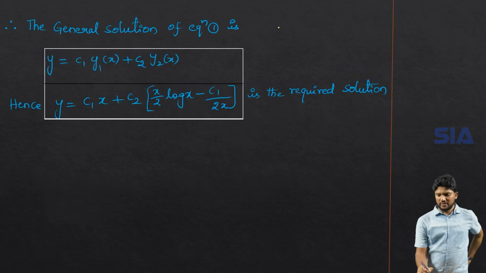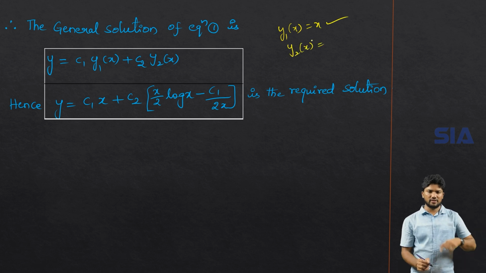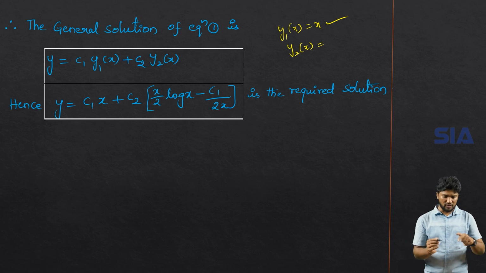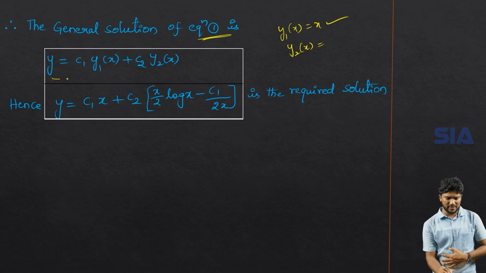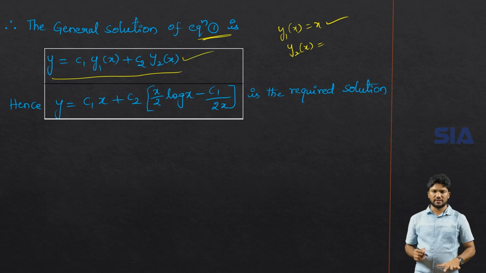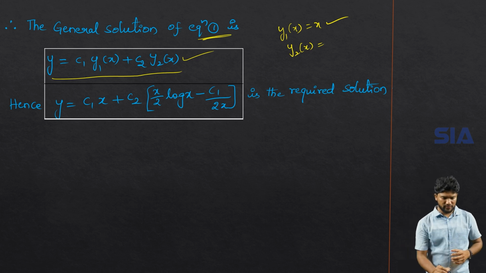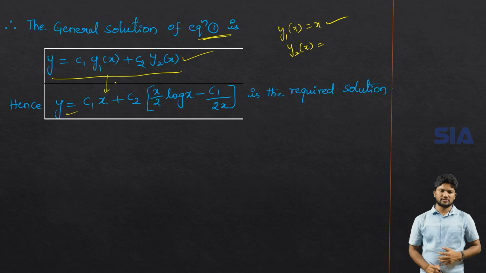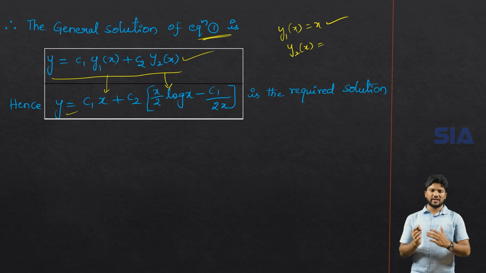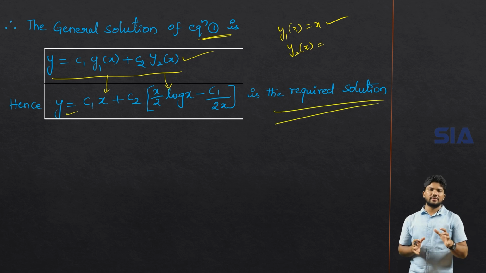Therefore, we got the first solution y1 of x is equal to small x. It is one independent solution. Then we got equation number 10, y suffix 2, which is another solution. Now the general solution of the equation is given by small y is equal to c1 y1 of x plus c2 into y2 of x. For every problem based on this method, this is the equation for the general solution. So y is equal to c1 into y1 of x value small x plus c2 into y2 of x value, x by 2 log x minus c1 by 2x, is the required general solution of the given second order linear differential equation of non-constant coefficient.